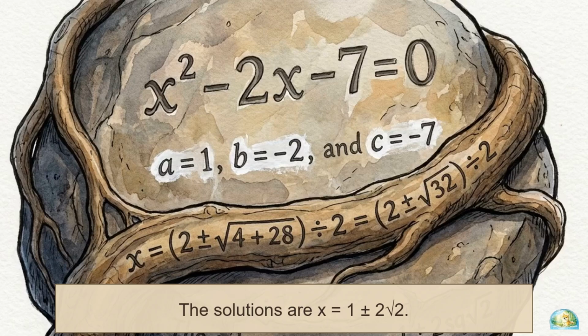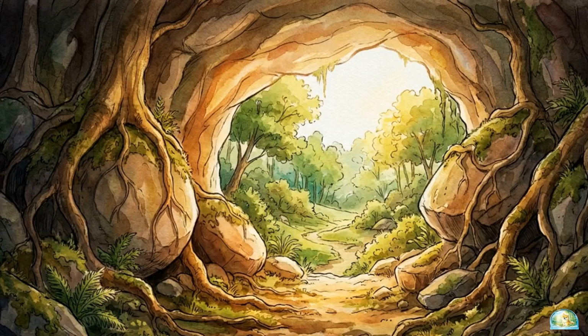Compute x equals 2 plus or minus square root of 4 plus 28 divided by 2 equals 2 plus or minus square root of 32 divided by 2. Simplify to x equals 1 plus or minus 2 square root of 2. The solutions are x equals 1 plus or minus 2 square root of 2. This fail-safe mechanism navigates the equations where roots are irrational.